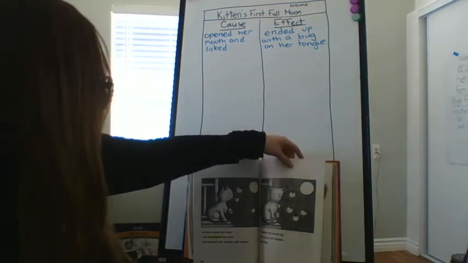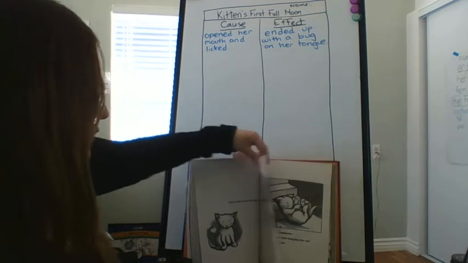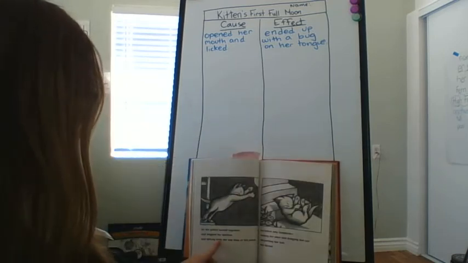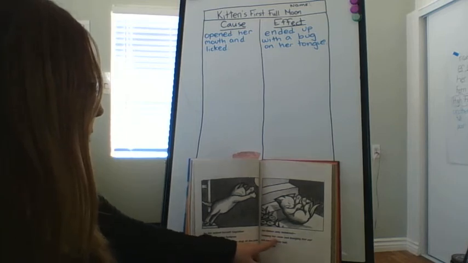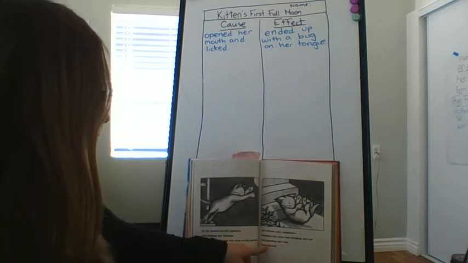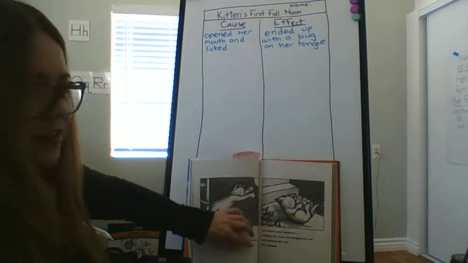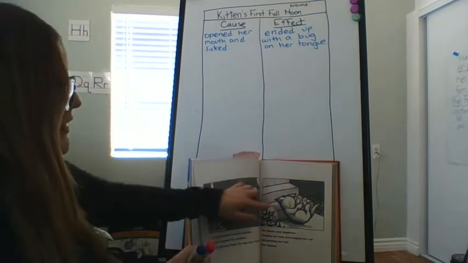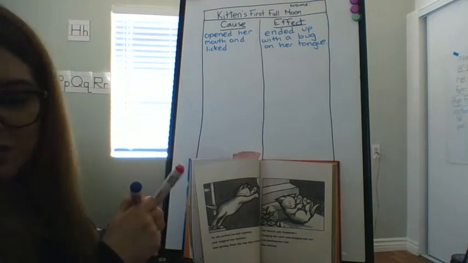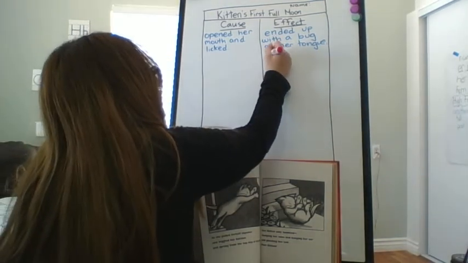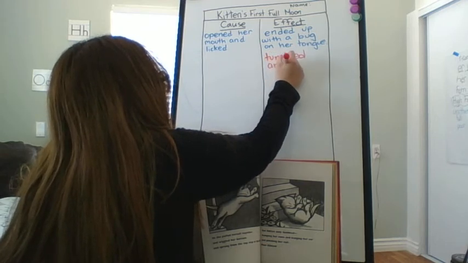Okay, let's keep reading. It says, still, there was the little bowl of milk just waiting. So she pulled herself together and wiggled her bottom and sprang from the top step of the porch. But Kitten only tumbled, bumping her nose and banging her ear and pinching her tail. Poor Kitten. So this is what happened. What happened to her? This is the effect. This is what happened. So she tumbled and hurt herself. So the effect over here is that she tumbled and hurt herself. Ouch.